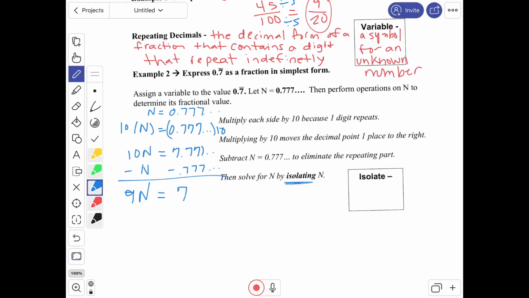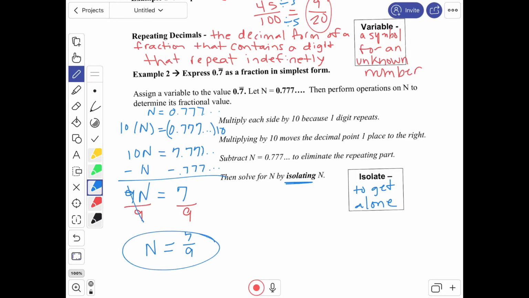Then we want to solve by isolating n. Isolating means to get alone. So we want to get the n by itself. Since 9 times n is multiplication, we want to do the opposite of multiplication, which is division. So I'm dividing both sides by 9. When I do that, 9 divided by 9 makes 1, and 1 n is just the same as n. And on this other side, it looks like I've made a fraction, 7/9.